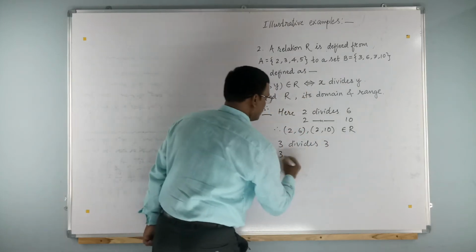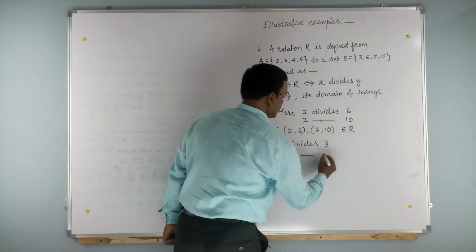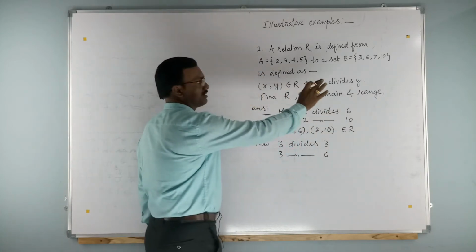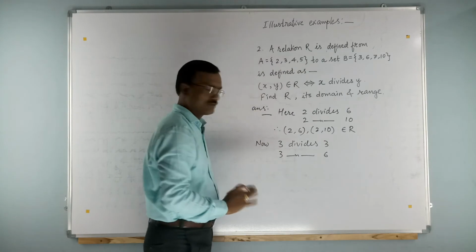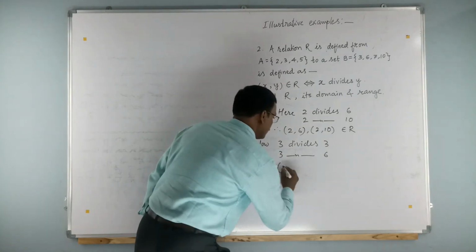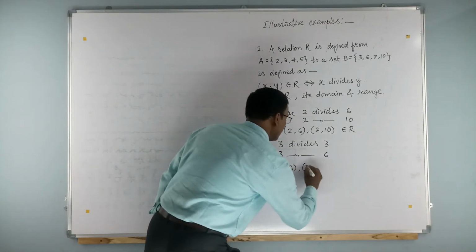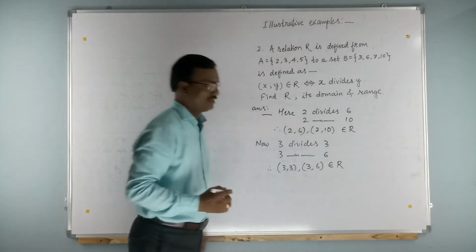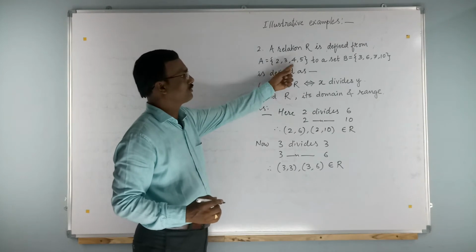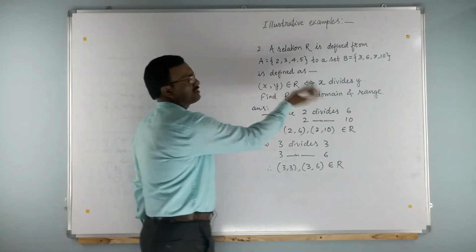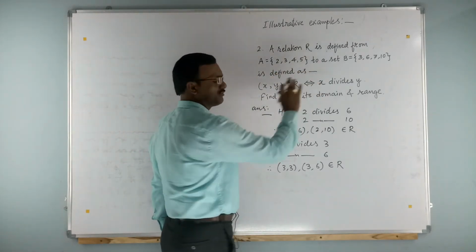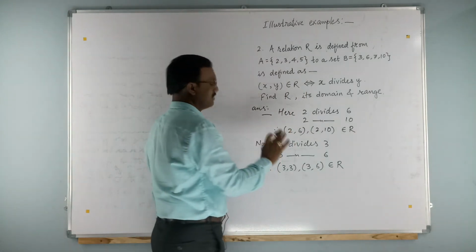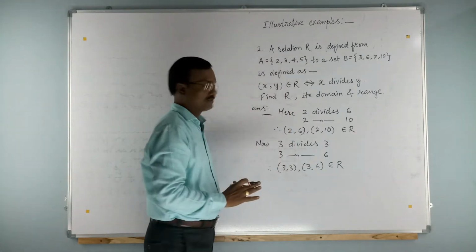Then 3 divides 6. 3 divides 7, not possible. 3 divides 10, not possible. And so (3, 3) and (3, 6). These are the elements belonging to the relation R. Then go to the next element, 4. 4 divides 3 is not true. 4 divides 6, 4 divides 7, 4 divides 10, not possible. So we cannot make out any pair.